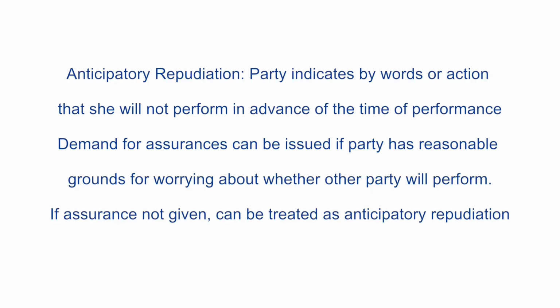I can also ask for a demand for assurances. So if I am worried, reasonably worried, about whether you're going to perform, I can ask you for assurance that you actually are going to perform. Now, it can't just be that I'm nervous for no reason, but if I have some reason to think that you might not show up on Wednesday to paint my fence, I can call you on Tuesday and say, are you going to come and paint my fence on Wednesday? And if you do not give the assurance that I'm asking for, that also can be treated as anticipatory repudiation.